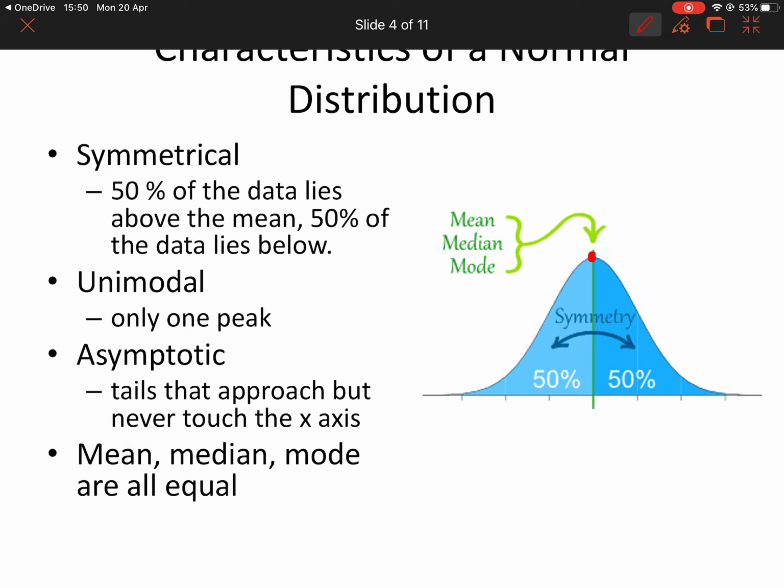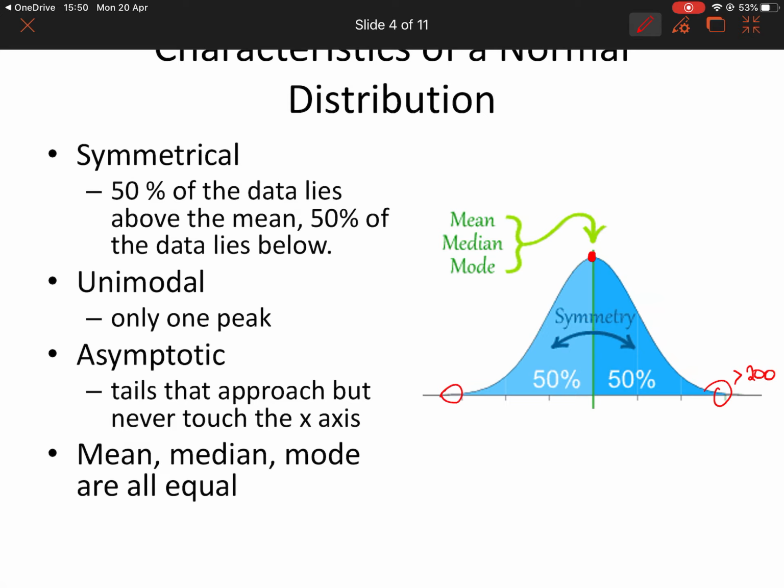Normal distributions are also asymptotic. So in this case, it means that the scores approach but never touch the x-axis. So they therefore never reach 0. And this is because more extreme scores are always theoretically possible. So we could always have very, very high IQs of, say, 200 or more. Although theoretically possible, it's very, very rare. But for that reason, the distribution never touches the x-axis, the horizontal axis, and therefore never reaches 0.